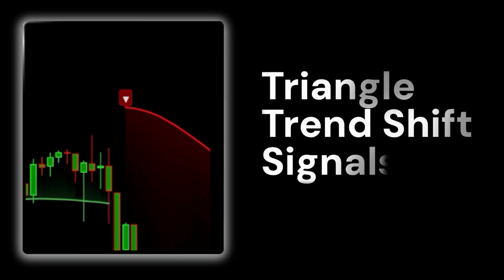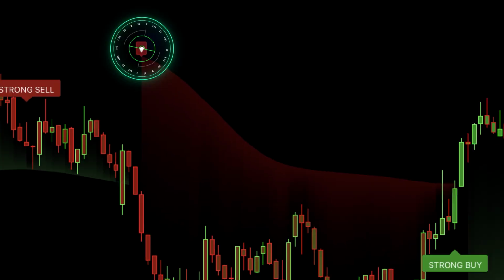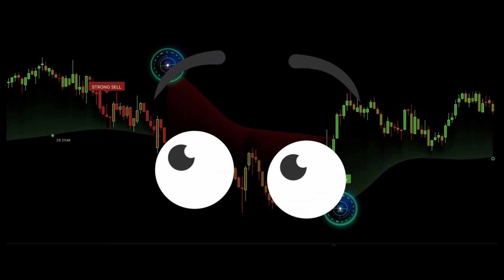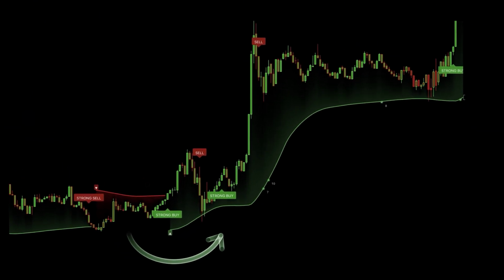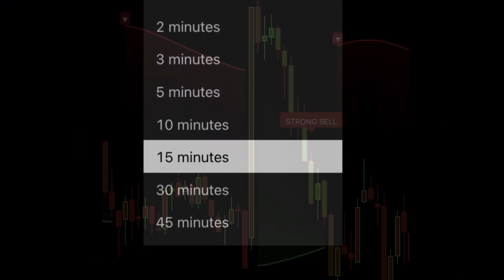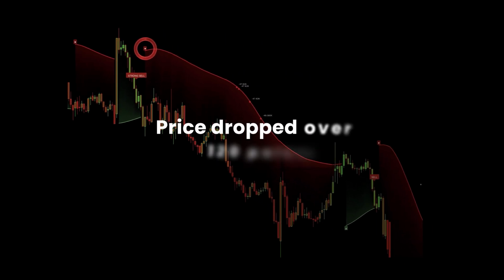Let's break it down. 1. Triangle trend shift signals. Spot directional turns instantly. When markets shift direction, Volutrend drops visual triangle signals, up or down, right on your chart. These aren't random arrows. A triangle appears only when price crosses a dynamic average with strength, signaling a potential trend shift. Example: on the 15-minute chart of Bank Nifty, a down triangle appeared just as price broke below the average. Within an hour, price dropped over 120 points. If you had Volutrend, you had the early warning.